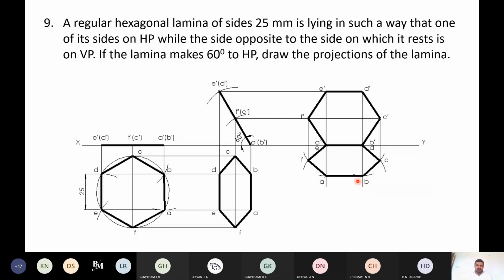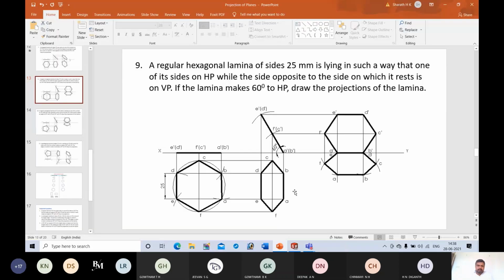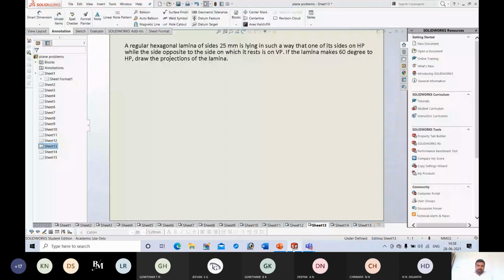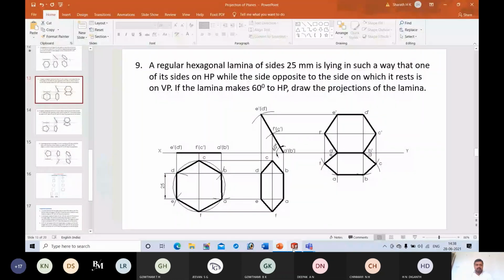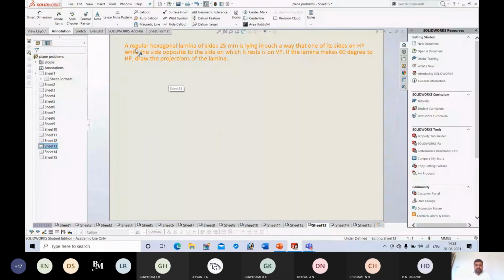So I will consider the same problem in SolidWorks and explain the construction procedure. Okay, I am considering the same problem. A regular hexagonal lamina of sides 25 is lying in such a way that one of its sides is on HP while the side opposite to the side on which it rests is on VP. The lamina makes 60° to HP. Draw the projections of the lamina. Here also, first start drawing the XY line. That is the first step.